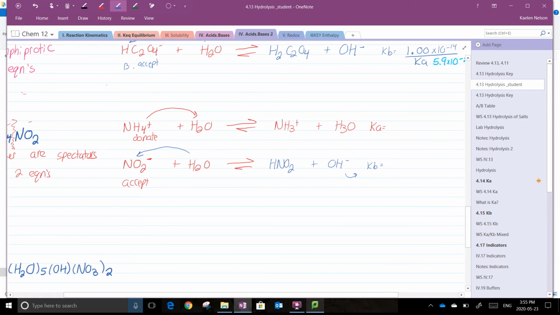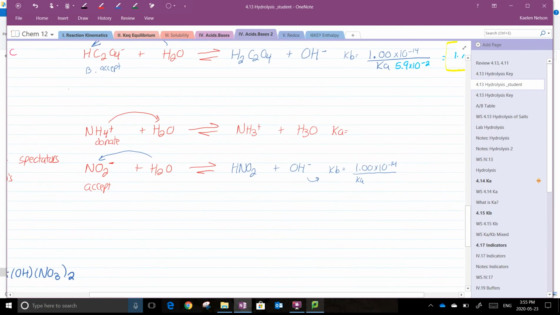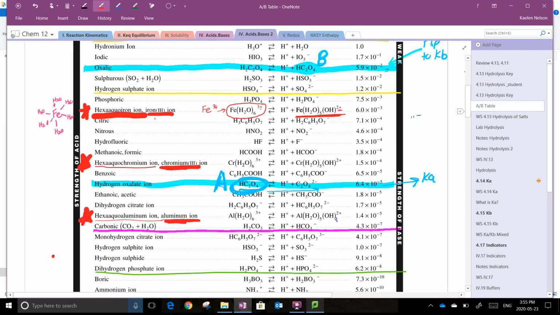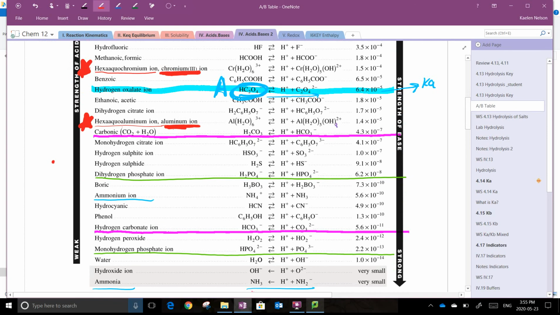So before I go look those up, I like to remind myself I have to flip the number for my Kb, so I do 10 to the negative 14 on the top, Ka on the bottom. So now I'm going to go back to my table, and I'm going to find the numbers, and I'm going to look for the NH4 first, just to get it out of the way. NH4 down here, this guy, ammonium ion, we use it all the time, so 5.6 times 10 to the minus 10 is the number that I'm writing on my page.